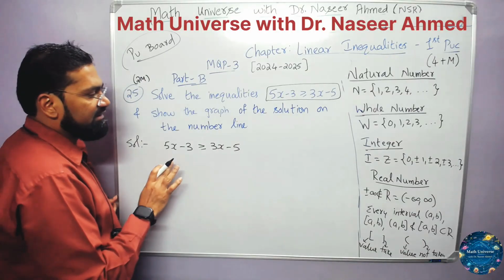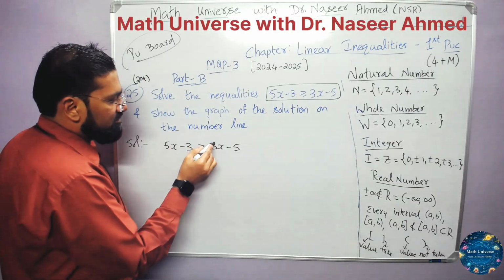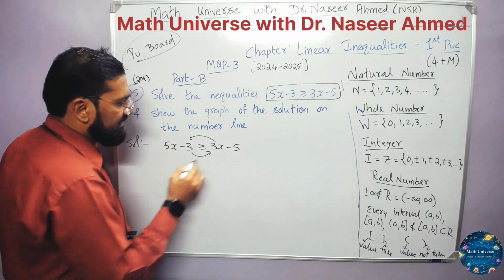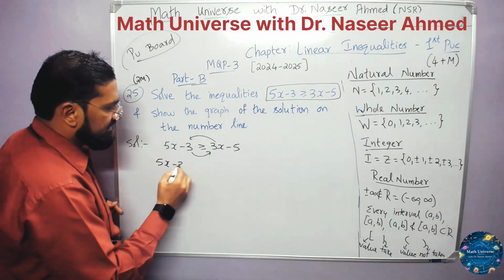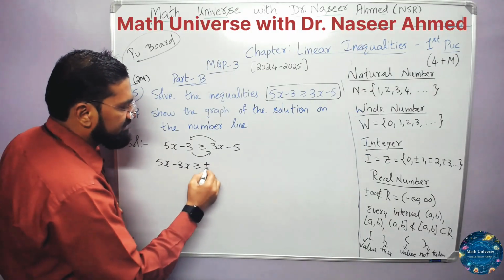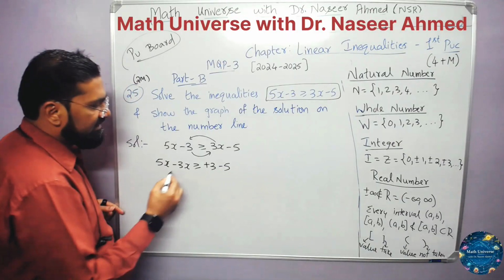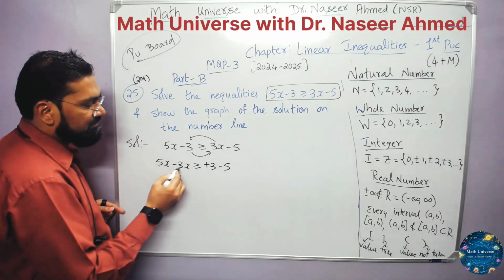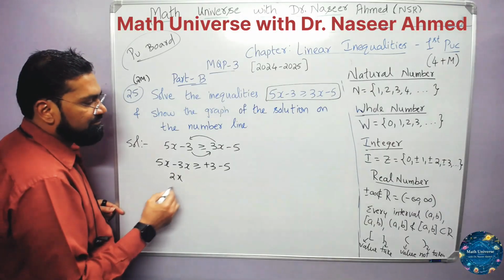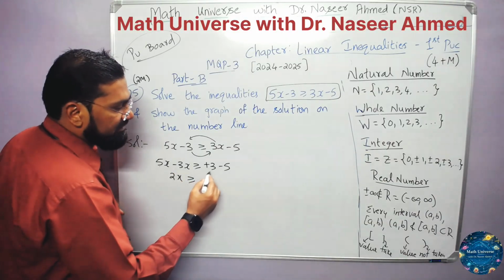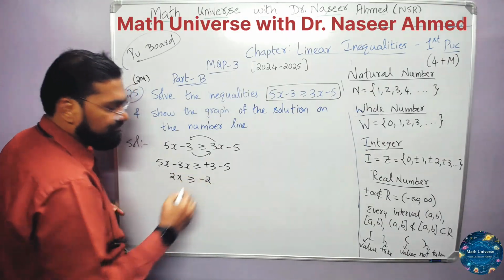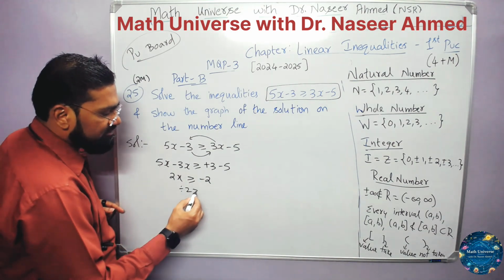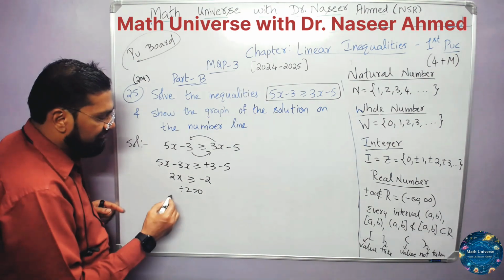Again, solve for x. So I can take the x terms to one side and minus 3 to the other side. So 5x minus 3x greater than or equal to plus 3 minus 5. This will give us 2x, because signs are different, we have to subtract. 5 minus 3 is 2, x as it is. Then greater than or equal to 3 minus 5 will be minus 2. Now I have to divide by 2 because I want only x, so 2 being positive, inequality will not change.